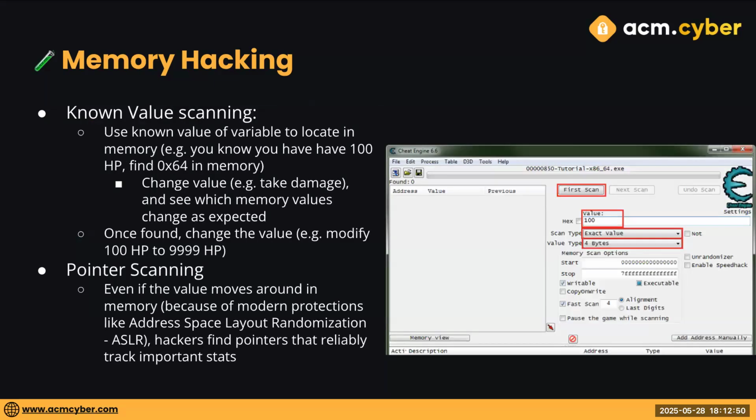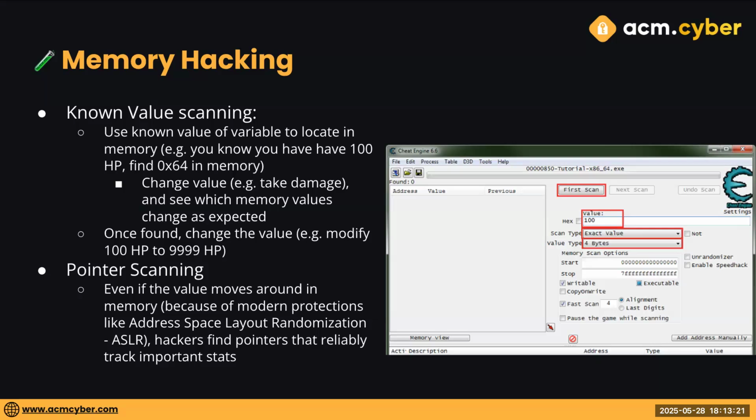For memory hacking, there are two different ways that are typically used. The first is known value scanning, where the hacker uses known variable values to locate them in memory. For example, if you have 100 HP, find that place in memory, then change that value and see which memory values change as expected. Once this information is found, they can change the value of a lot of different things depending on what comes up in memory.